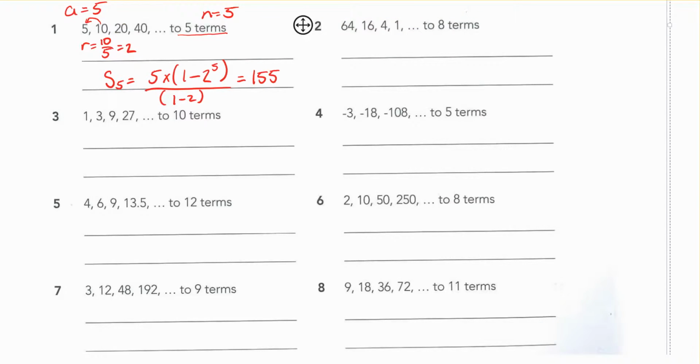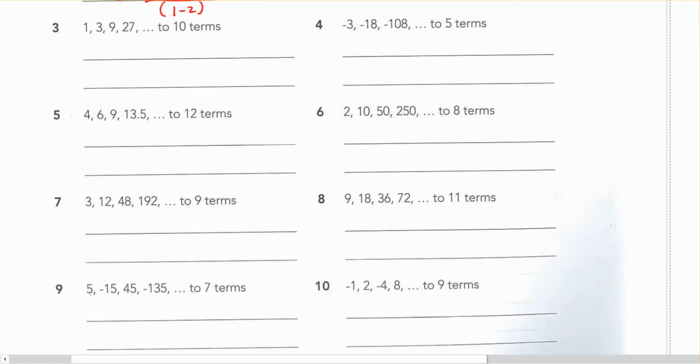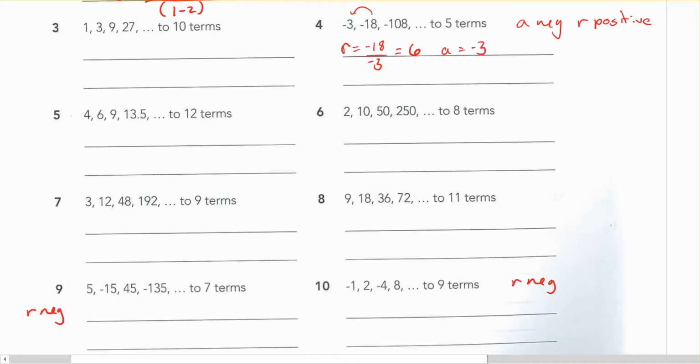If you're alternating positive to negative, again here, positive, negative, r will be negative. Here, r will be negative. And if you just have all negative numbers, that means a will be negative, and your r will be positive. But that should come up for you if you do things the same. Here, for r, put the first one on top of the second one. So negative 18 divided by negative 3 gets you a positive 6. And your a is equal to negative 3. And then away you would go.